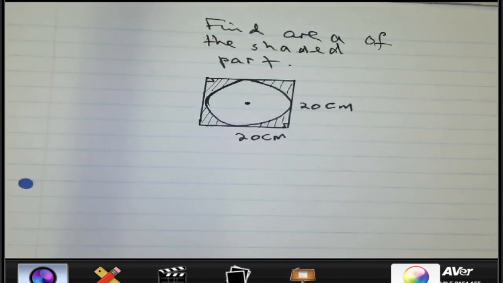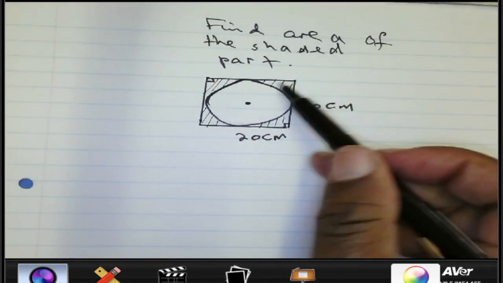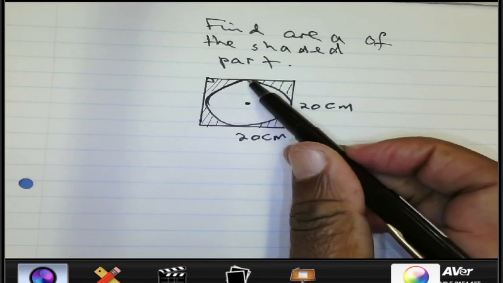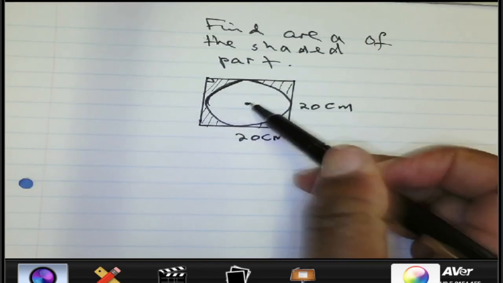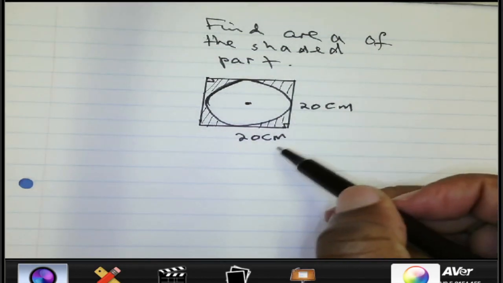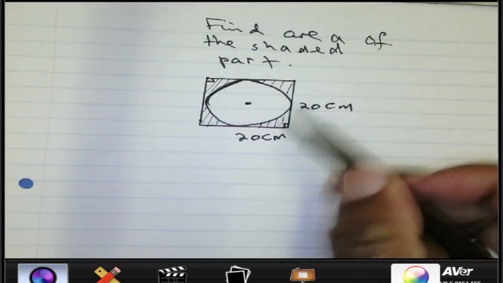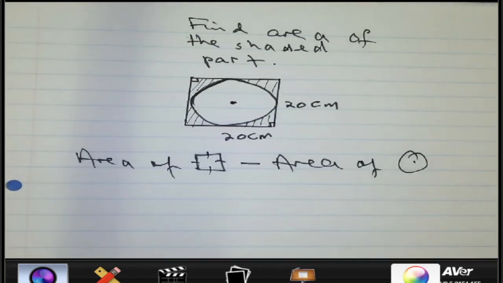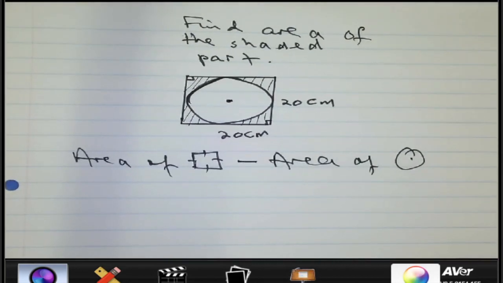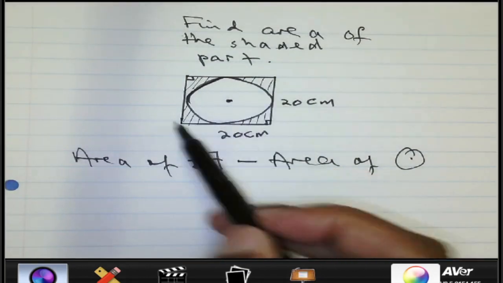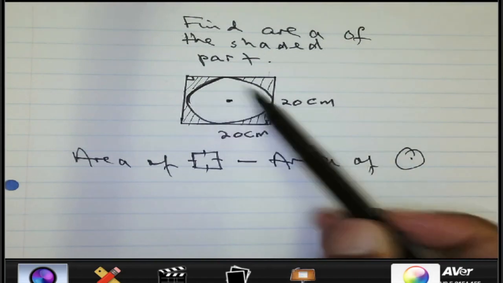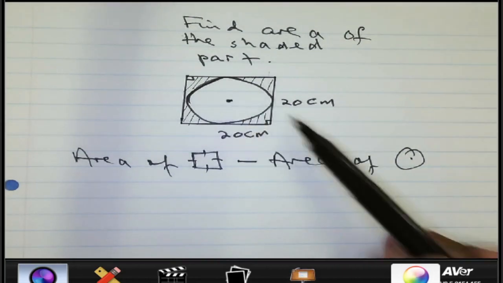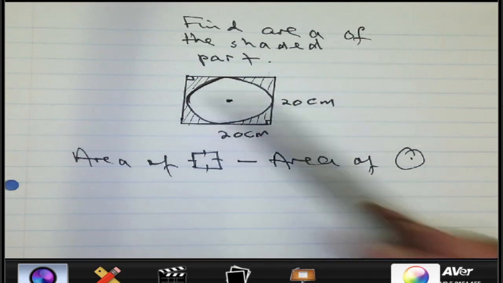You are given a square, that is a square out there. This should be a circle with a center somewhere there. The sides of the square are each 20 centimeters, and we are looking for the area of the shaded part. So to work out the area of the shaded part, we need to work out the area of the square, that is the outer area there. Then work out the area of the circle, which is that inner thing there. Then we can subtract the two to get the shaded part.